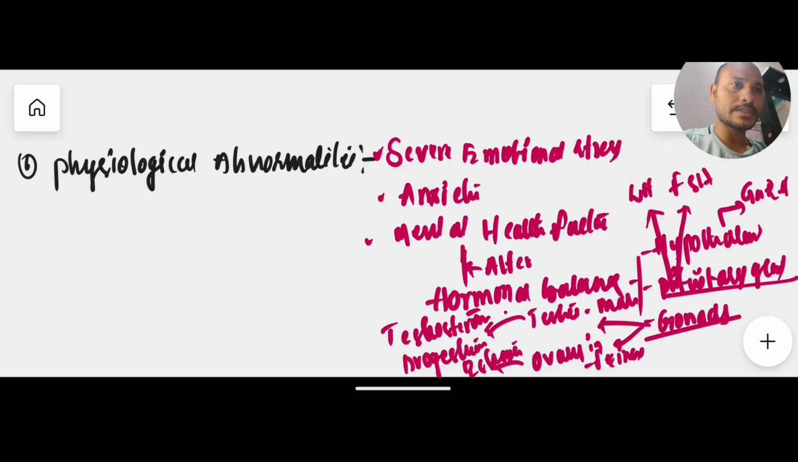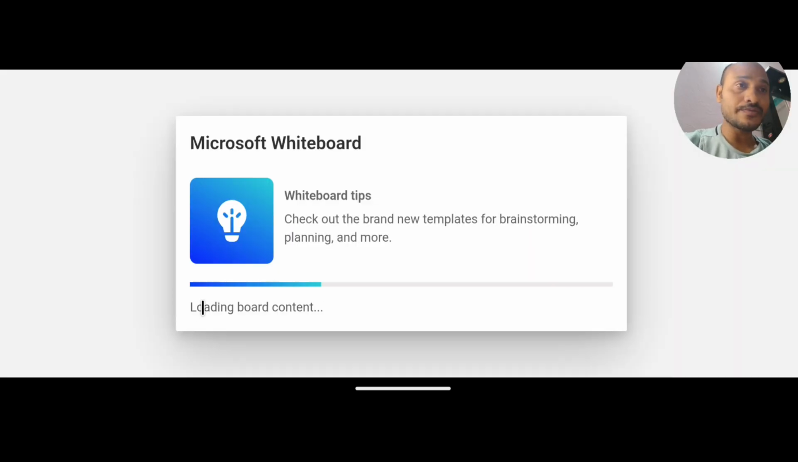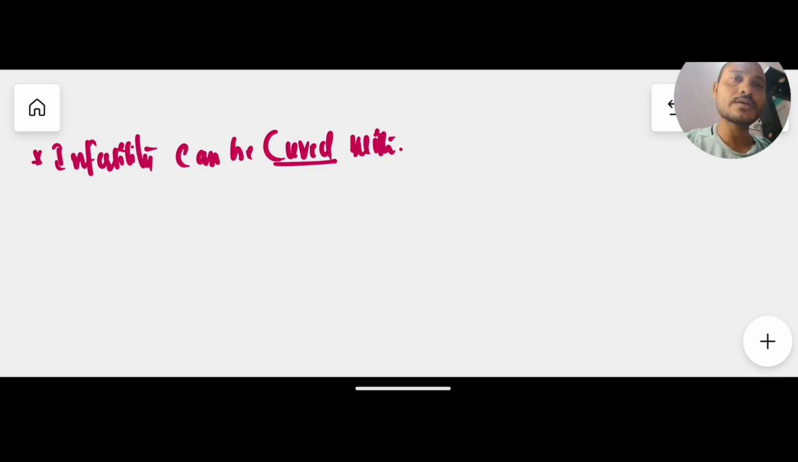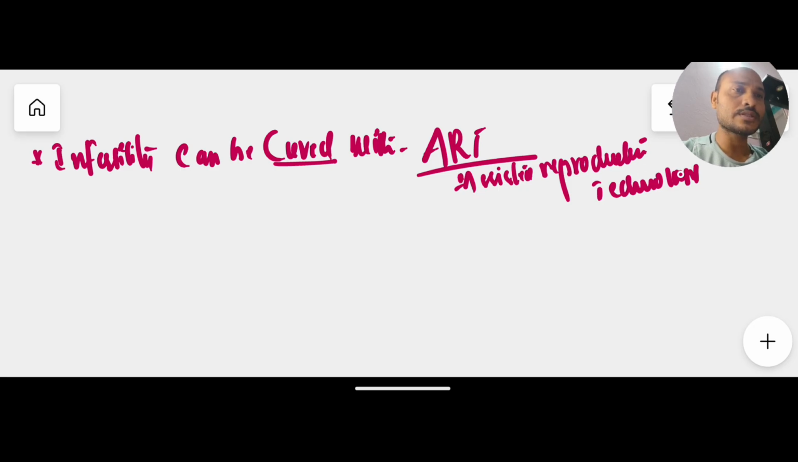So by this we have discussed each and every reason for infertility, why infertility occurs due to all these reasons. Now we move on to a very important concept in this chapter: this infertility can be cured with the help of ART. ART means assisted reproductive technology. Now we will discuss each and every ART, and how we use ART to cure infertility.